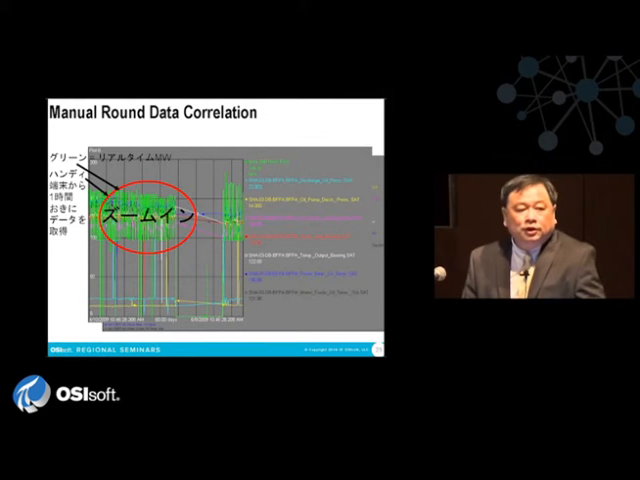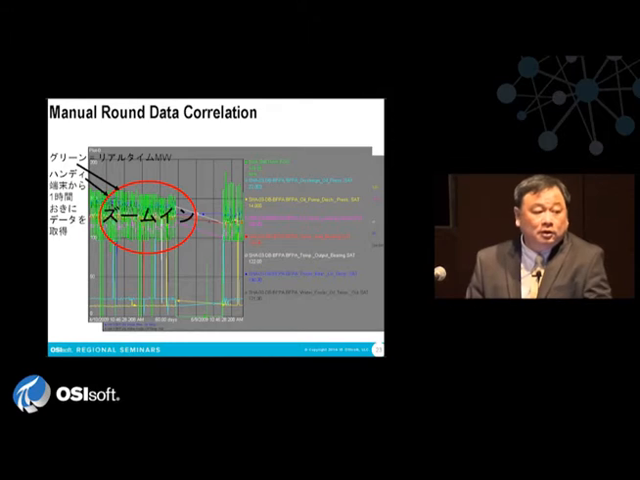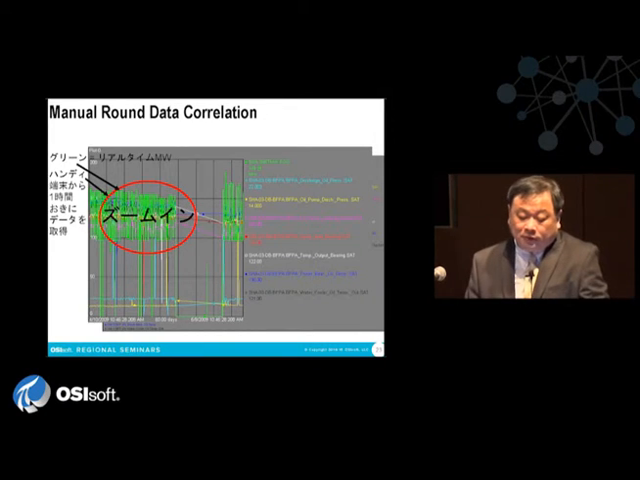As we know, PI can automatically collect data, but sometimes some of the data you need to collect manually. And that data is also very important for correlating everything together.